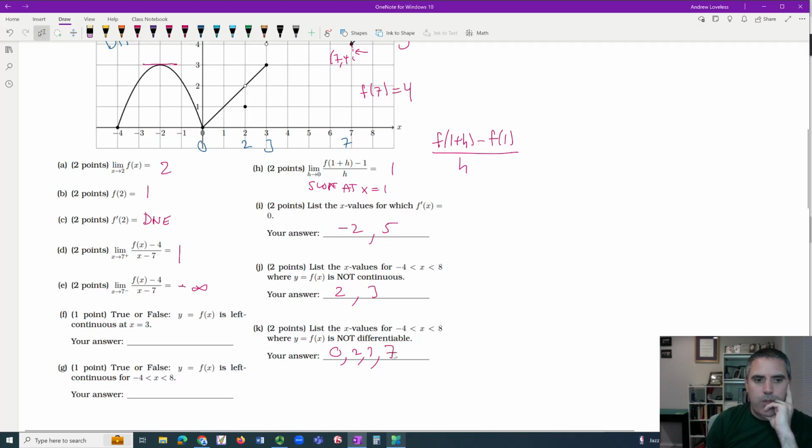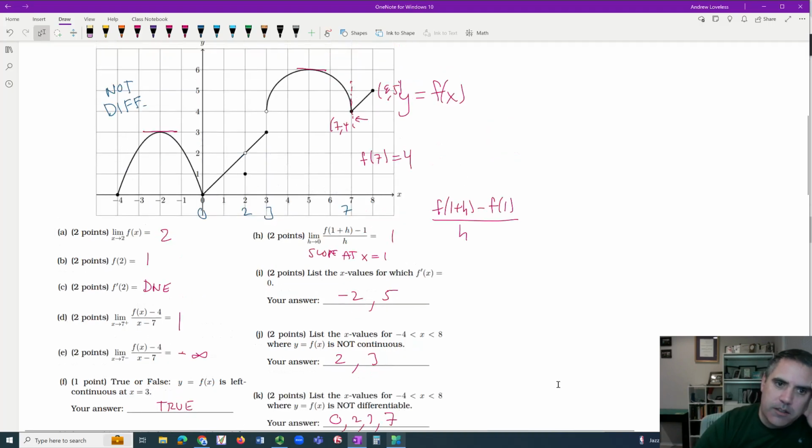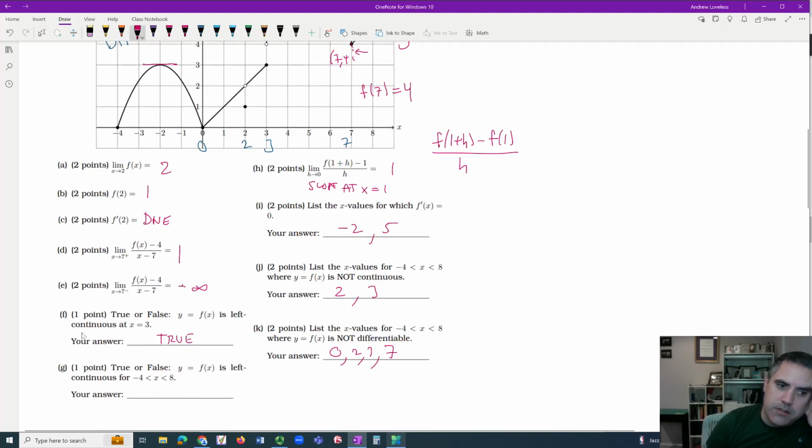Oops, I missed a couple questions. True or false? F of x is left continuous at 3. Oh yeah, they must use that term now. Last time I taught it, we didn't talk about left and right continuity. True or false? Is it left continuous for all values from negative 2 to 8? No, it's not left continuous at 2, so the answer is false.